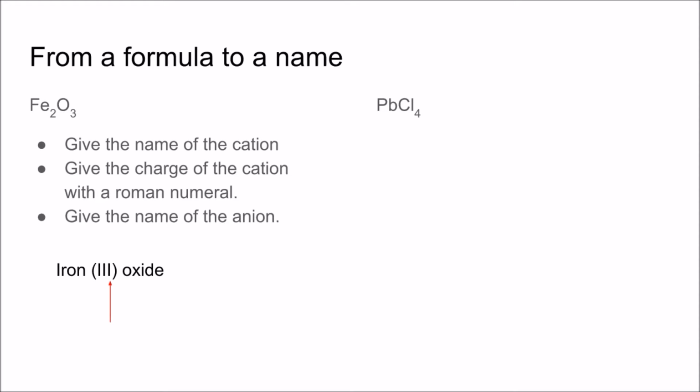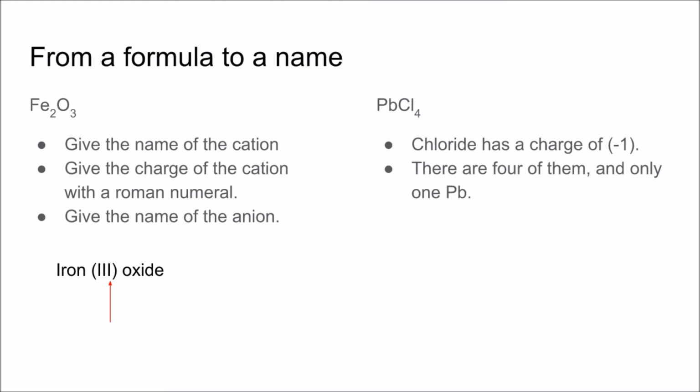Let's do that again with PbCl4, a different example. Here I've got a chlorine atom that has a -1 charge, and there are 4 of them, and only one Pb. That means that the charge of Pb must be +4. So my name must be lead 4 chloride. And here, the 4 corresponds to the charge of lead.